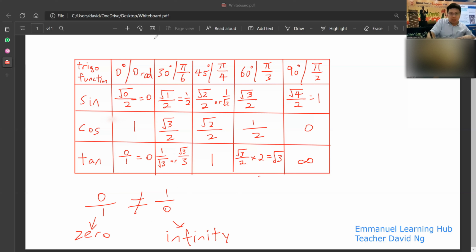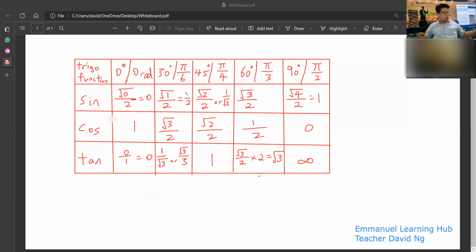Okay, can you remember how to draw this table now? Yeah. This table is not given in the exam. You need to remember how to draw it. I did teach you how to remember this table. Quite straightforward.